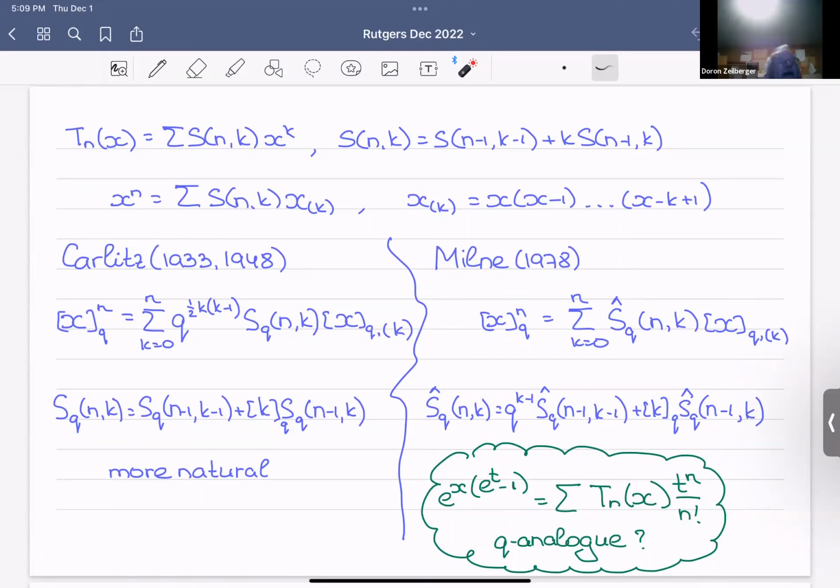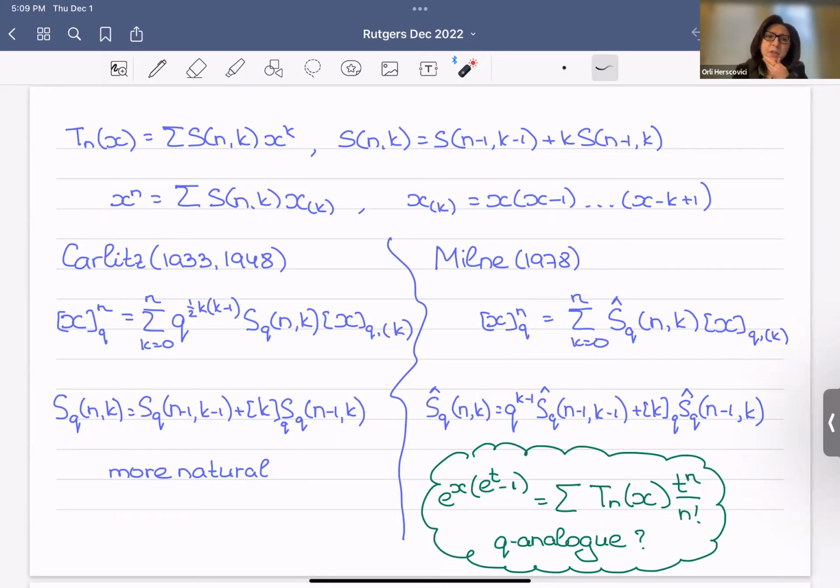However, this form defined by Karlitz is more natural if we consider combinatorial statistics. Did Mill know about Karlitz's work, or was it a rediscovery? No, I believe he knew. However, there are 30 years, and Karlitz was pretty famous, so I believe his works were known, because of the work of Gould from the 60s, so I believe he knew about this work. But they only differ by a power of q, right? Yeah, by a power of q, exactly.